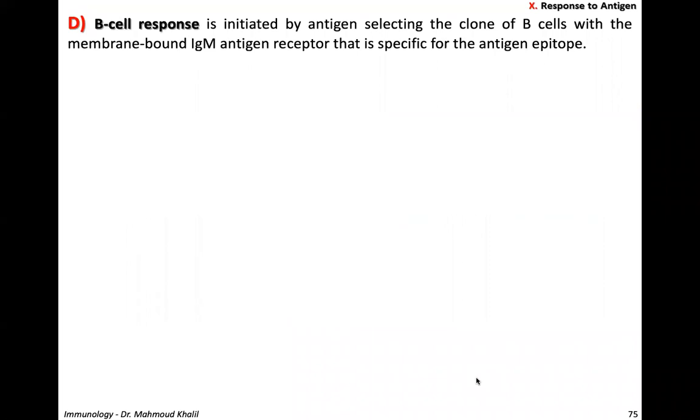So let's talk now about the B cell response. So actually, as we said, B cell response is initiated by antigen selecting the clone of B cells. That's a very important sentence. The antigen selects the clone of B cell that will be differentiated with a specificity that is only specific for that antigen. It's not the B cell selecting its antigen, okay? So this selection is with the membrane-bound IgM antigen receptor that is specific for the antigen epitope.